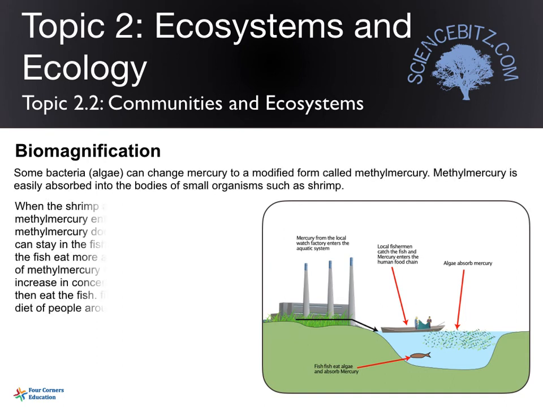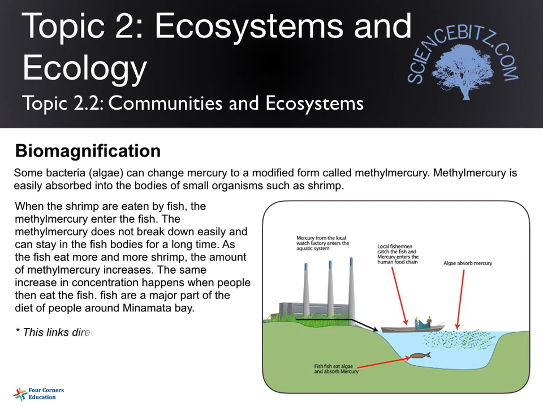Okay, so this is the actual process that happened. So some of the bacteria, the algae, can change mercury into something called methyl mercury, and methyl mercury is easily absorbed into the body of small organisms such as shrimp. The shrimp are then eaten by the fish, and the methyl mercury enters the fish. It doesn't get broken down in the fish and easily stays in their body for a long time, and then gets passed along the food chain as the fish are actually fished out and eaten by men. So the more shrimp that the fish eat, the greater the accumulation, the bioaccumulation of this methyl mercury.